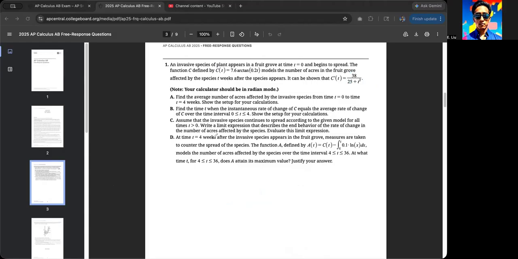For part D, time equals 4 weeks after the invasive species appears in the fruit grove. Measures are taken to counter the spread of the species. The function A, defined by this function, models the number of acres affected by the species over the time interval 4 to 36. At what time does A attain its maximum value?